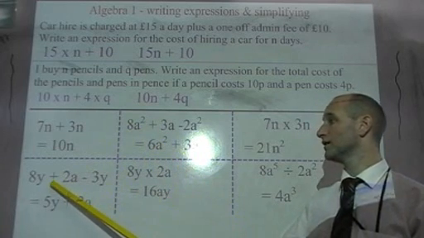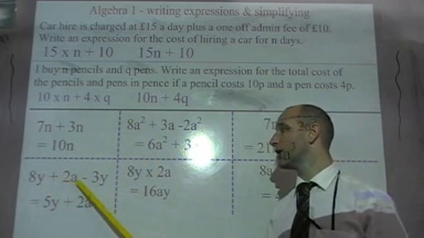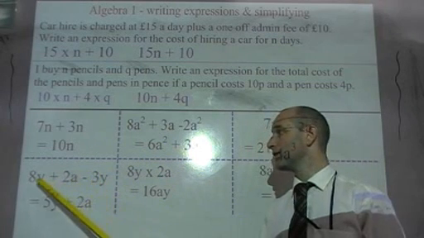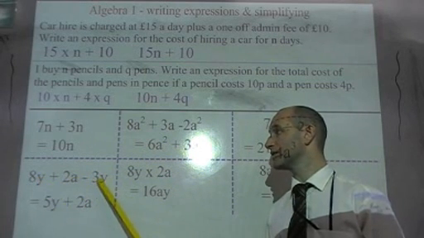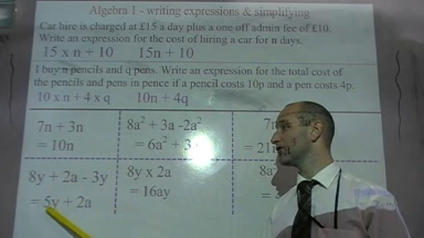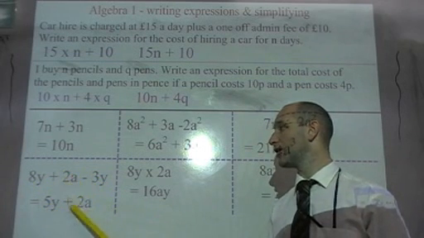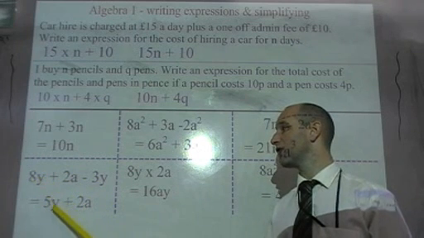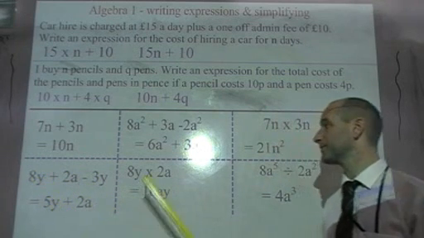This expression here, 8y plus 2a minus 3y. Right, I've got y's, so I can simplify them. 8y minus 3y is 5y. And then I've got 2a there, so that's 5y plus 2a.